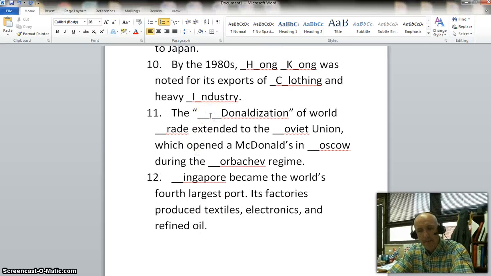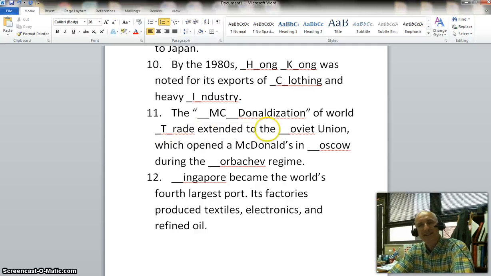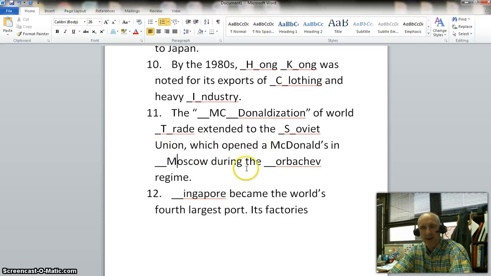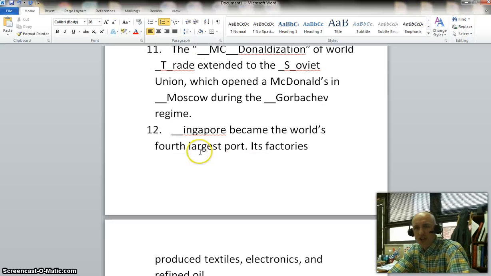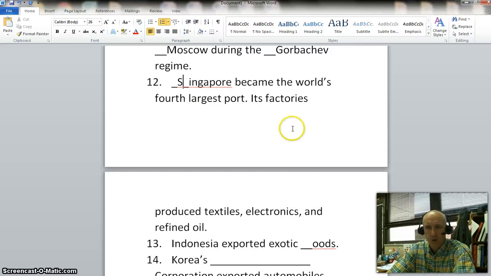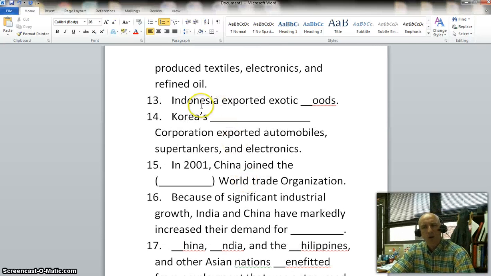Check this out. The McDonaldization of world trade extended to the Soviet Union, which opened a McDonald's in Moscow during the Gorbachev regime. Singapore became the world's fourth largest port. Its factories produced textiles, electronics, and refined oil.